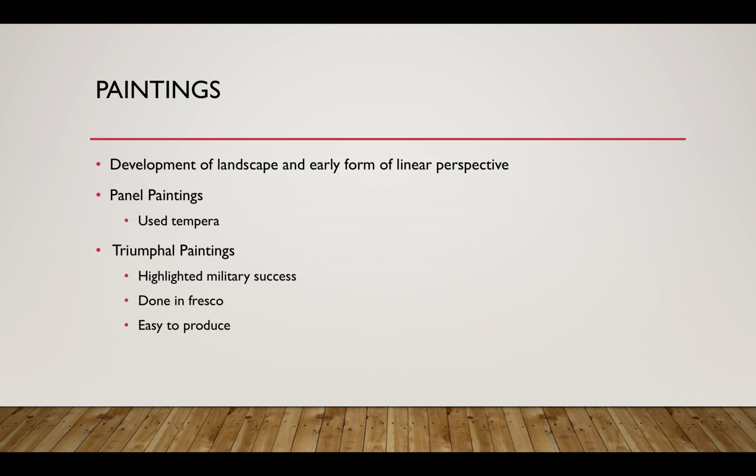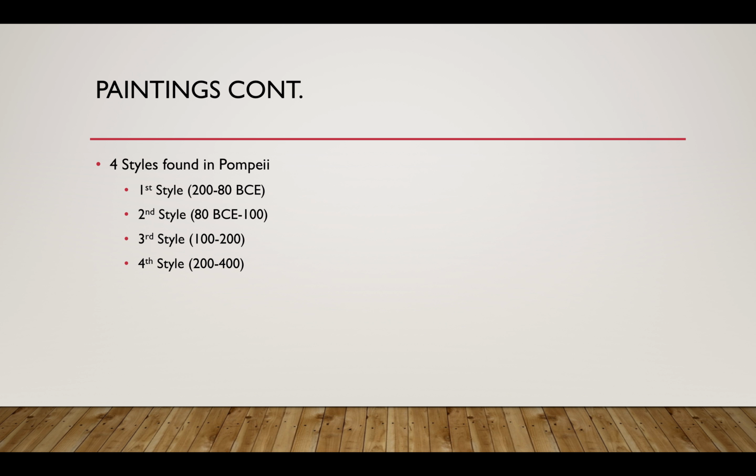And they also had triumphal paintings, which highlighted military success, kind of like what you saw on Trajan's column, but in a painting. This was done in fresco, which was applying paint and pigment to wet plaster, so these colors were even less bright than the tempera paint, and you had to do them pretty quick since you couldn't wait until the plaster dried. They're pretty easy to produce though, so there were lots of them around.